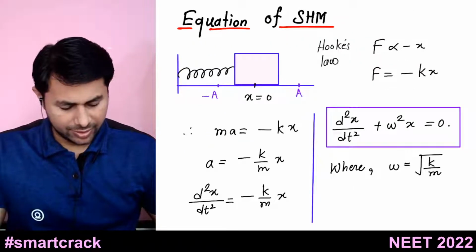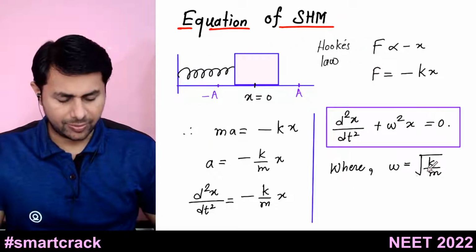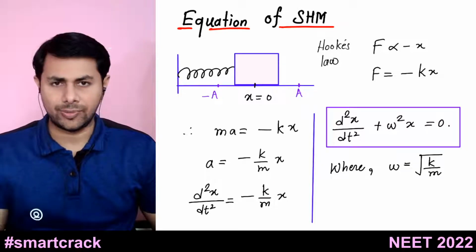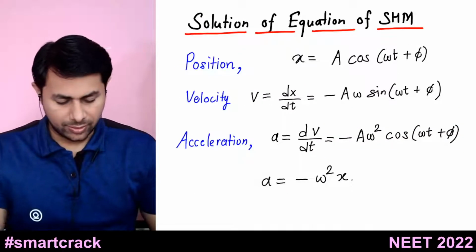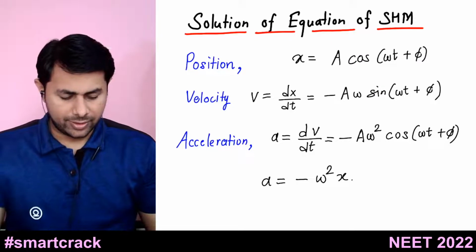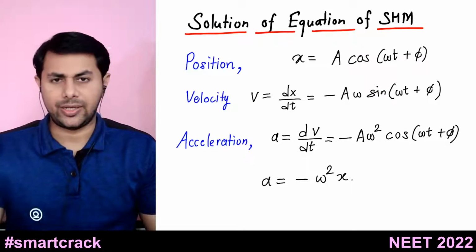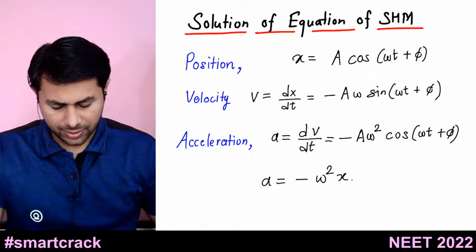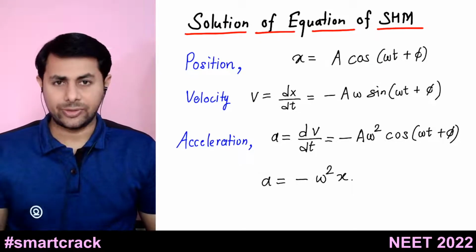What is omega? Omega is equal to the square root of k by m. We have substituted k by m equals omega square in this equation. Plus phi: this phi is known as the phase of oscillations. We'll talk about it. Now this is the equation for position.